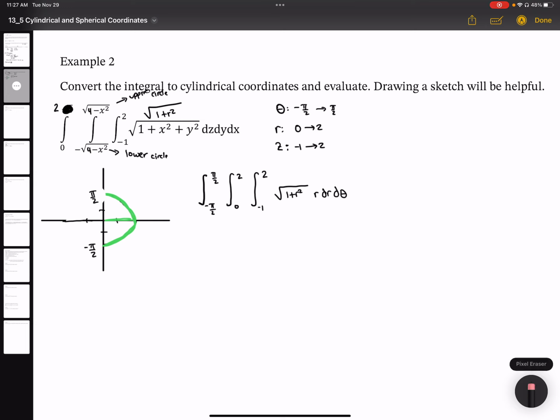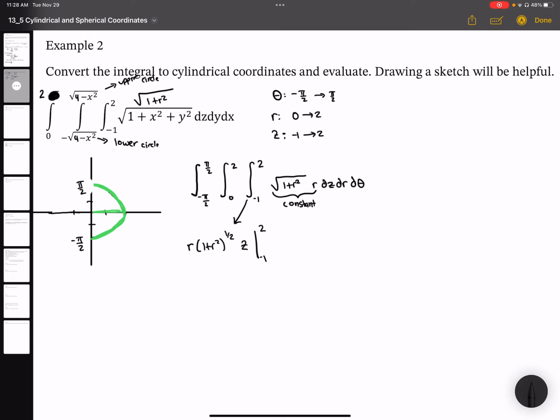I'm sorry, I forgot the dz. It's dz dr d theta. My apologies. So dz dr d theta. And since the first integral is for z, all of that is just a constant. And so when we integrate that, we're just going to get r times 1 plus r squared to the 1/2 times z evaluated from -1 to 2 for the first integral.